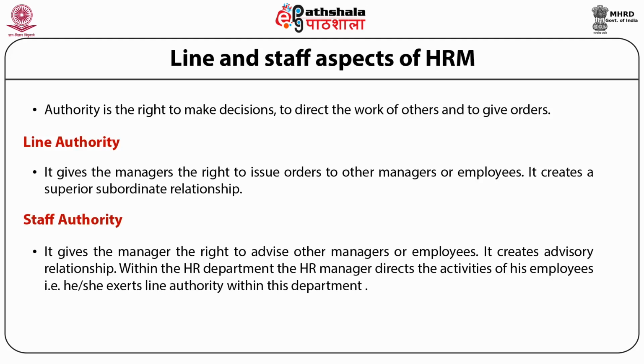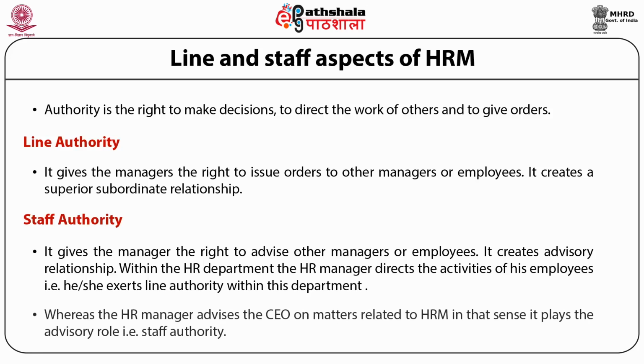It creates an advisory relationship. Within the HR department, the HR manager directs the activities of his or her employees, that is, he or she exerts line authority within this department. Whereas the HR manager advises the CEO on matters related to HRM. In that sense, it plays the advisory role, that is the staff authority.